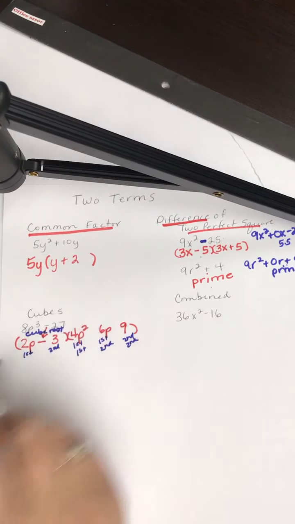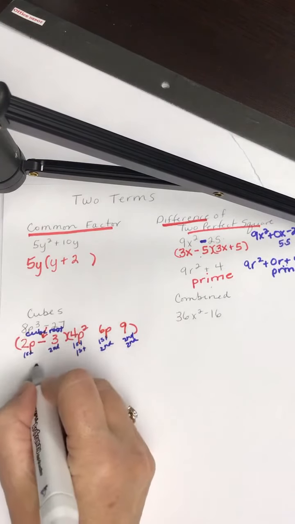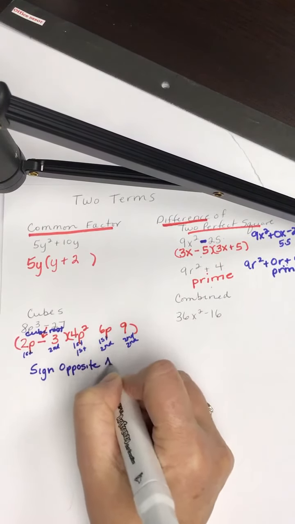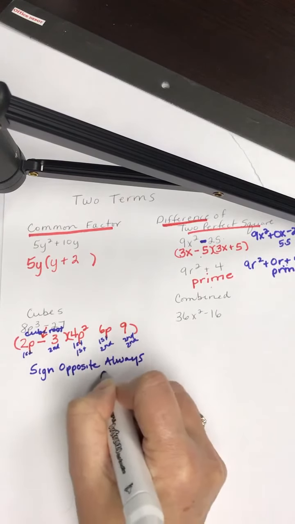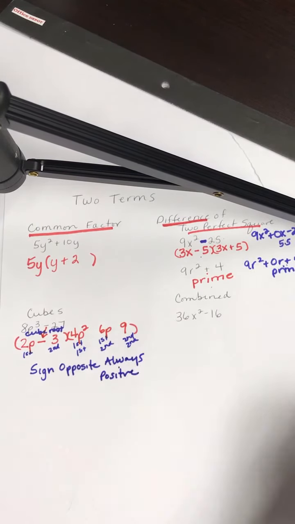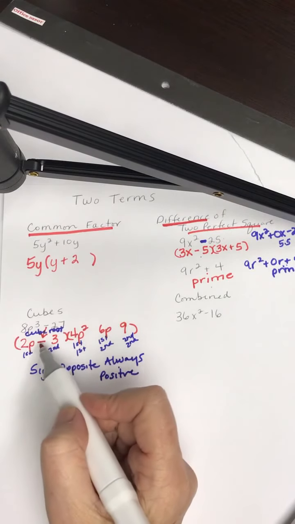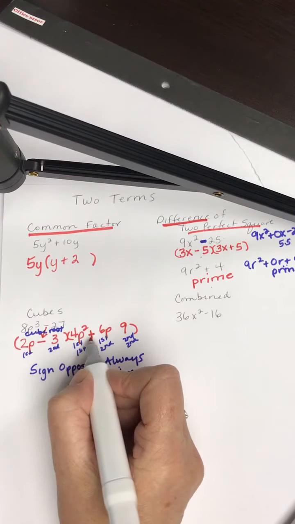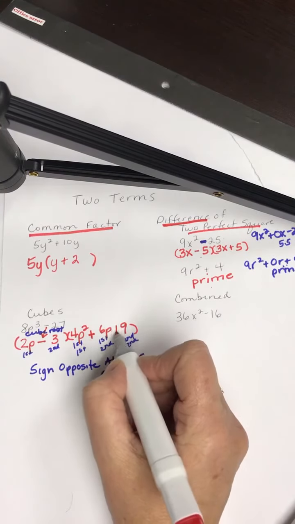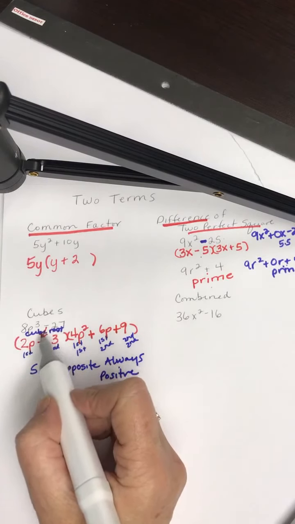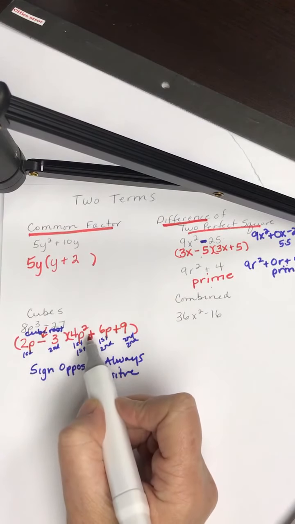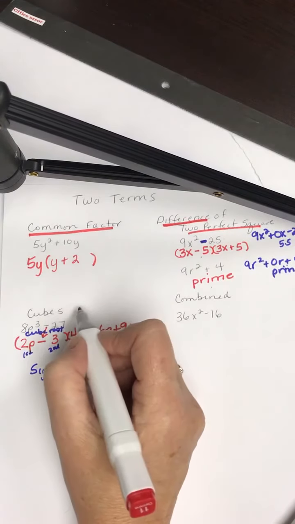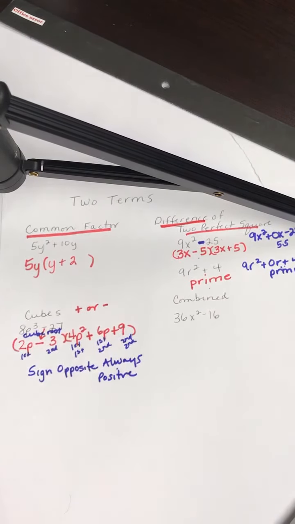And then for your signs, the first sign always comes down, and then you're going to say sign opposite, always positive. So what I mean by that is this first sign comes down, and then it's always going to go opposite. So since that's negative, it's going to become a positive here. And then the last sign is always positive. So this sign comes down, and then it goes opposite, always positive. And cubes can work for a plus or a minus in the middle.